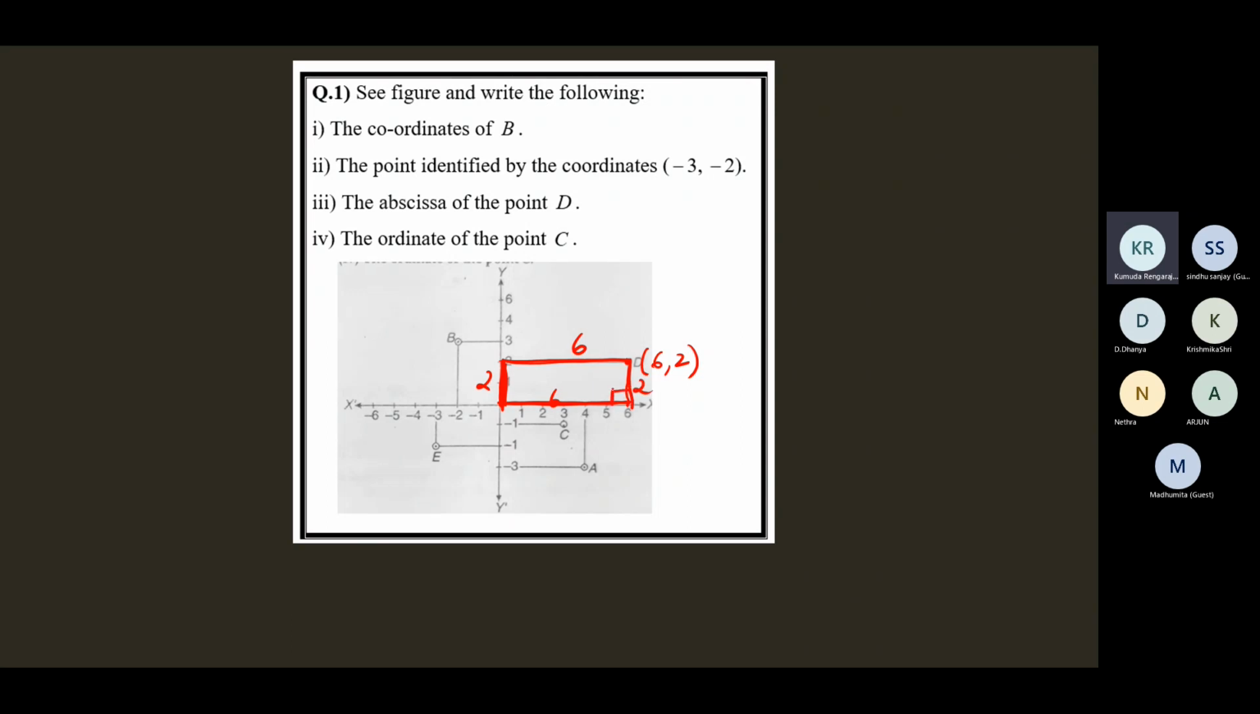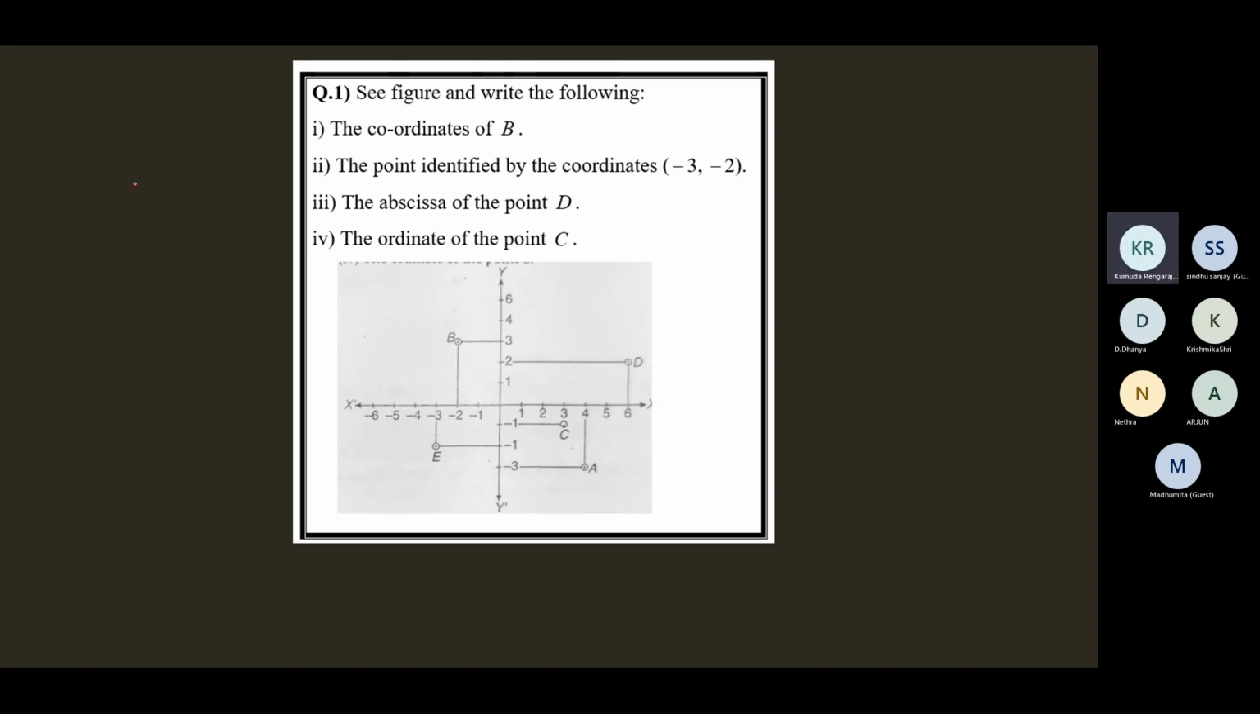Now what is this? It's a perpendicular distance. This is the point D. This one is the perpendicular distance of the point D from the x-axis. How much is it? 2. That's the y-coordinate. And what is this one? This is the perpendicular distance of the point D from the y-axis. This is the y-axis. That is 6, which is the x-coordinate.